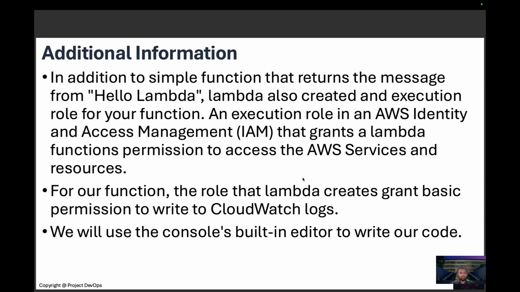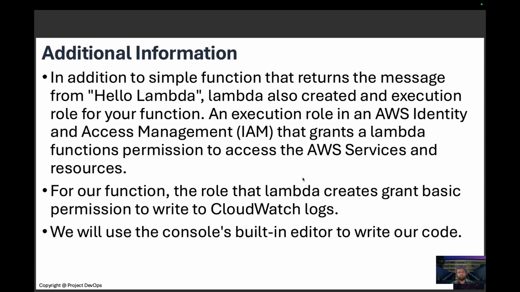The execution role in AWS Identity and Access Management grants the Lambda function permission to access AWS services and resources. You can also separately create your own execution role for your function. Like if it is using S3 or any EC2 instance, then you will have to create a separate execution role in IAM. For this one, we will use the default execution role provided by AWS.